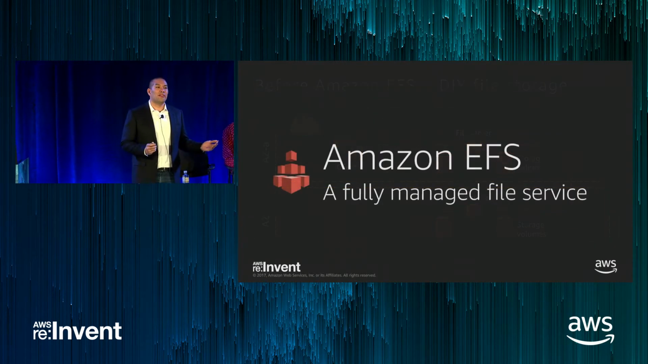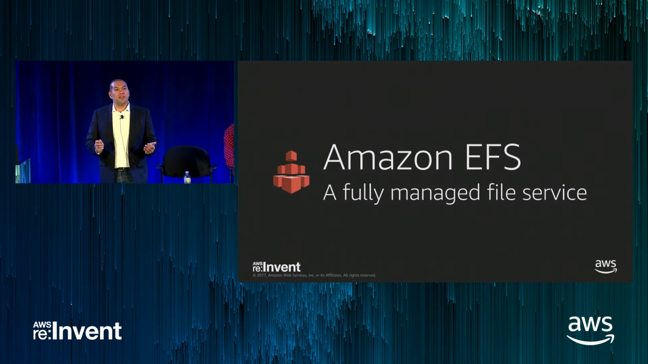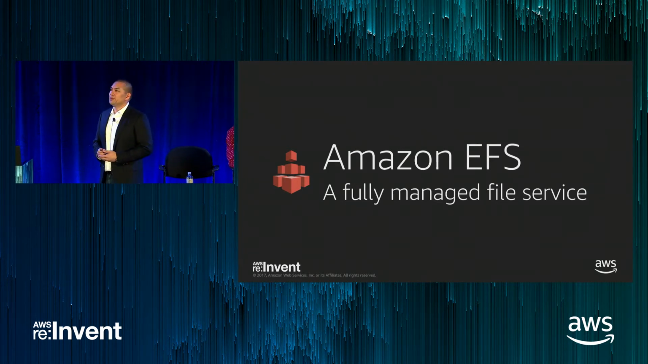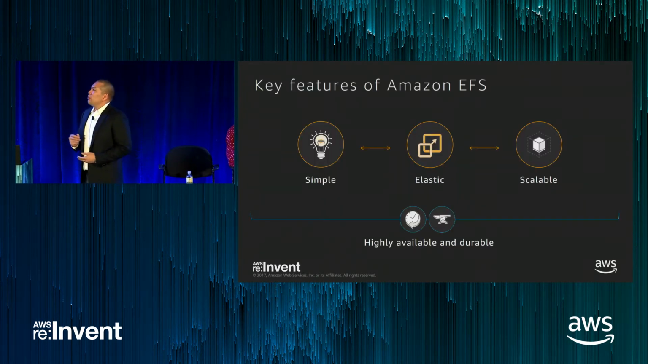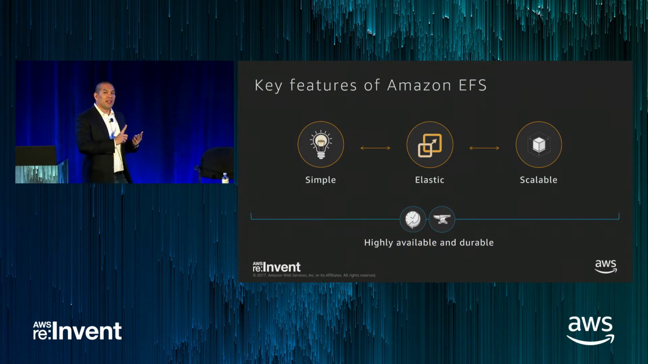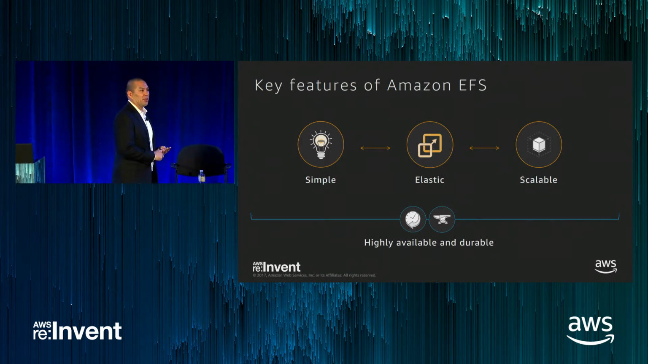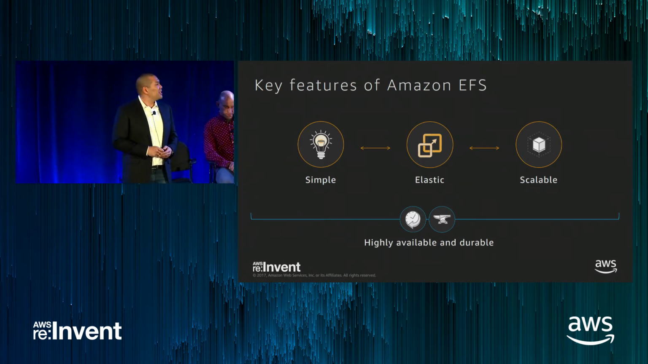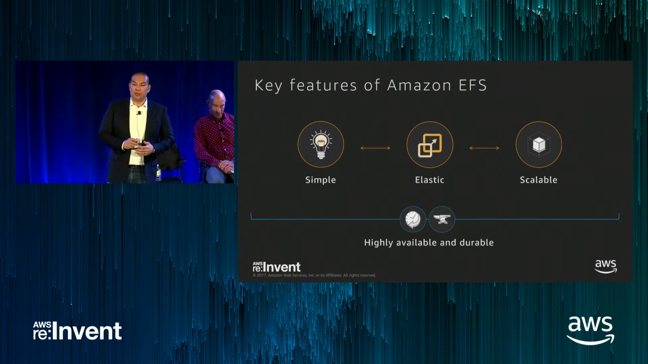But now we have Amazon EFS, which is our native, fully managed file service. So when we designed Amazon EFS, we had 3 core tenets. We wanted to make it as simple as possible, we wanted to make it elastic, and we wanted to make it scalable. And this was on top of a foundation of high availability and durability.